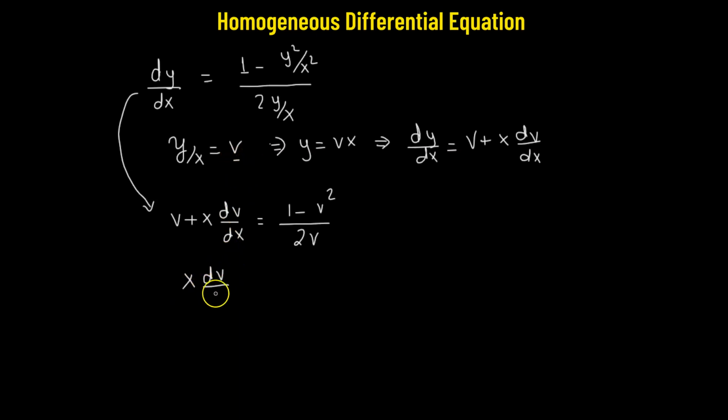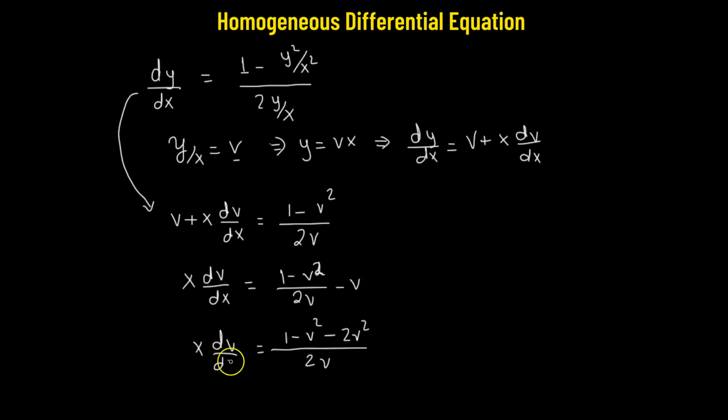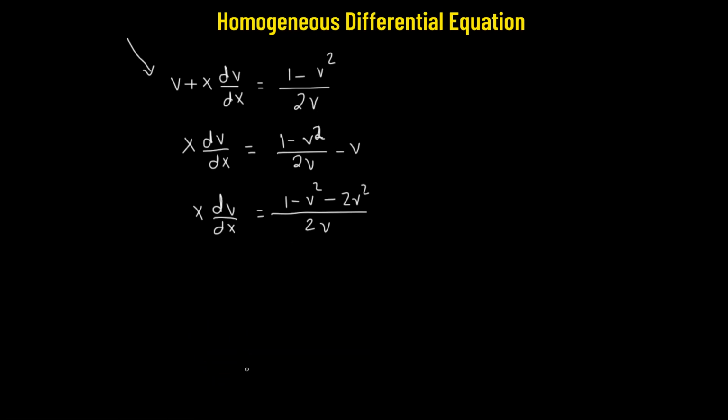So x times dv over dx. Now we will take the v from the left hand side to the right hand side. We'll combine these two terms, so this will give us 2v in the denominator. We have 1 minus v squared minus 2v squared. So we have x times dv over dx, or simply put, x dv over dx is equal to (1 minus 3v squared) over 2v.